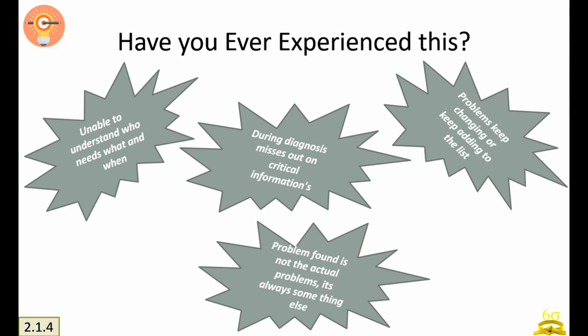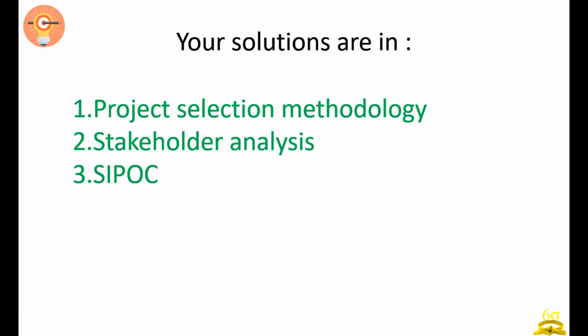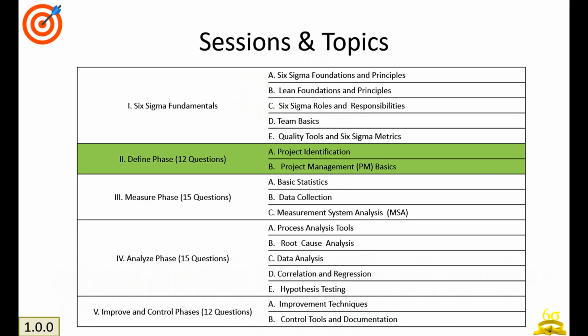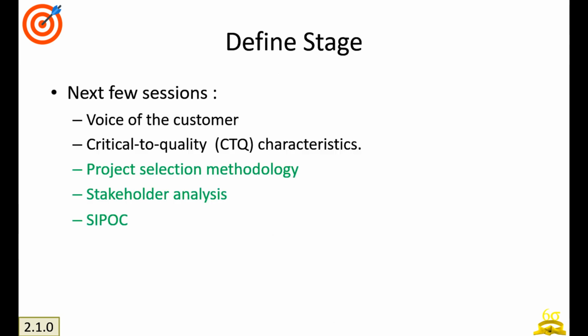We are going to have solutions for all these things by understanding the project selection methodology. How do we select a project for a Six Sigma or Kaizen or any project, even this is applicable to everything, and stakeholder analysis and SIPOC. So let's start. The last session we covered was on the project identification. So today we are on the define stage, and in the next few sessions we will cover project selection methodology, stakeholder analysis and SIPOC.